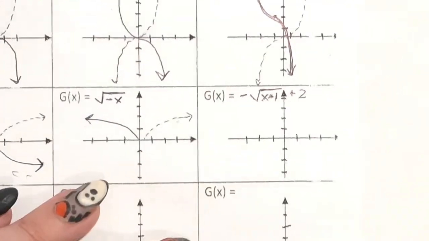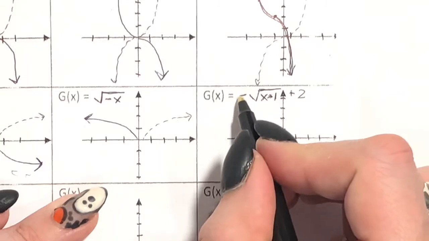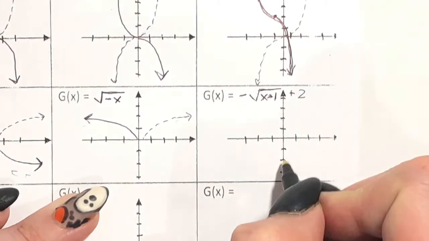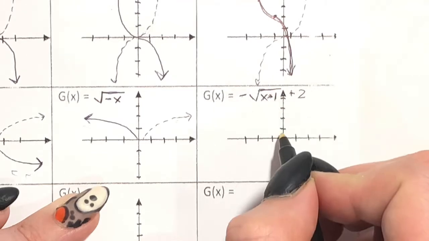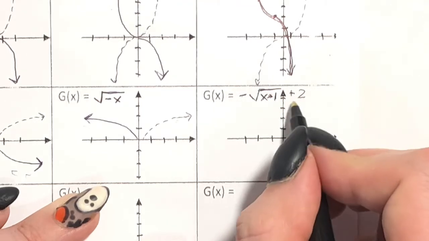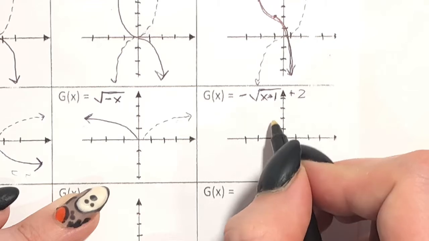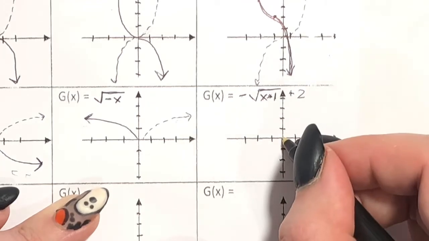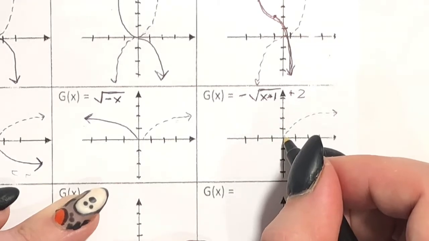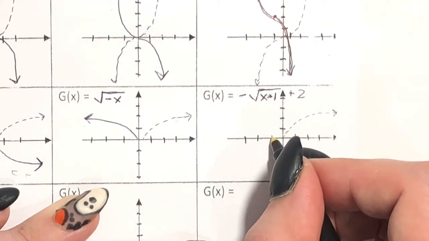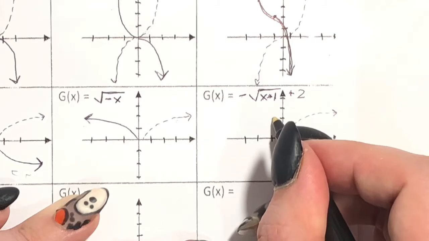Let me kind of zoom in a little bit better. So this negative right here is telling you to reflect it down, so across the x-axis. The +1 that's underneath the square root tells you to shift it left 1, and that +2 on the outside means to shift it up 2. So if this is our parent function, we're going to shift, again, I like to do the shifts first. Let's shift it 1 to the left and 2 up.